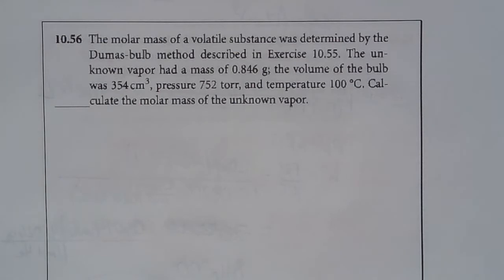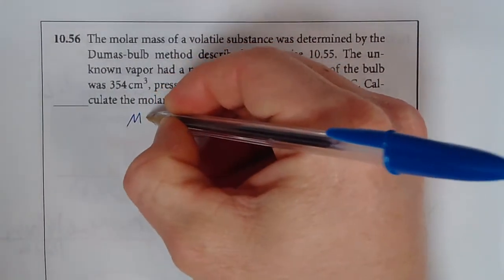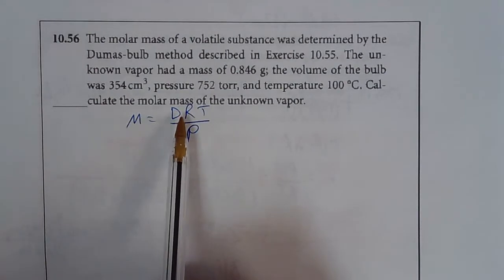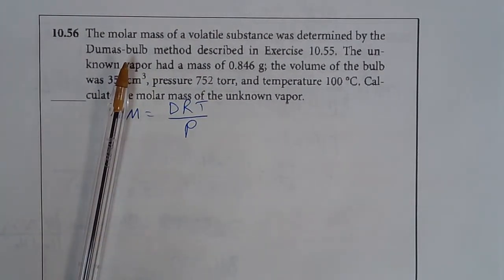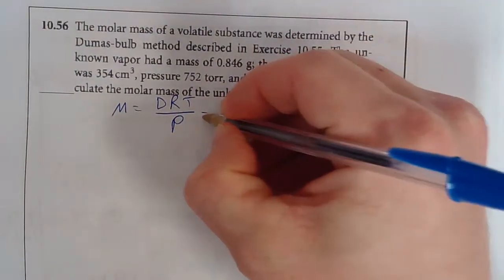But when they tell me that the mass of the vapor is 0.846 and the volume is 354 centimeters cubed, that should throw off something where you're like, I think I know something I can do with mass and volume. Like what? Yeah, like density. And then they give you pressure and they give you temperature. And hopefully, since we just did the last problem, you might be like, oh, yeah. What is that? And why is it? Oh, dear. Do we have all the parts to fill in this equation? Yes, we do. So let's do that now.